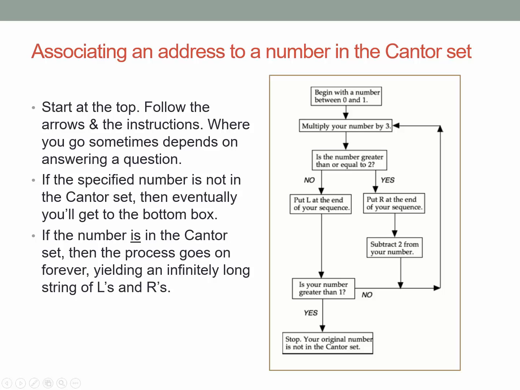We can actually apply this process to a number that's not in the Cantor set and take any number between 0 and 1 and follow these instructions. And if the number's not in the Cantor set, what eventually will happen is when you get to that box almost at the bottom that says, is your number greater than 1, you'll answer yes, and what you'll have discovered at that point is your number wasn't really in the Cantor set. It was maybe close to the Cantor set, but not in the Cantor set, and so you should stop, and you're done. If it is in the Cantor set, this process will go on forever. It will yield an infinitely long string of L's and R's.